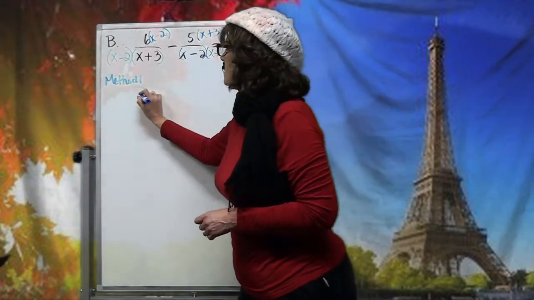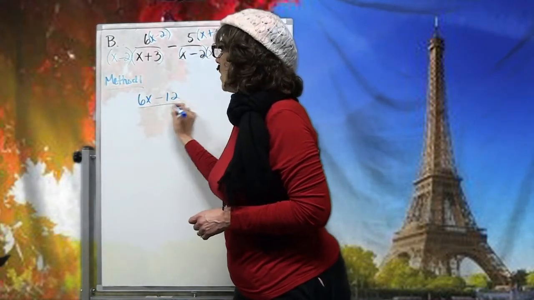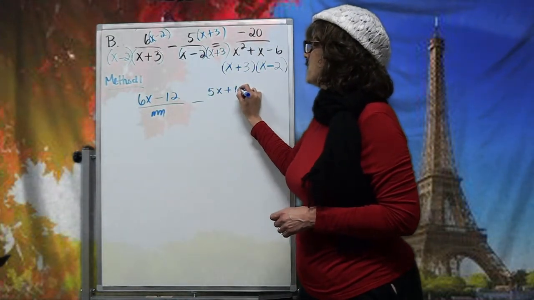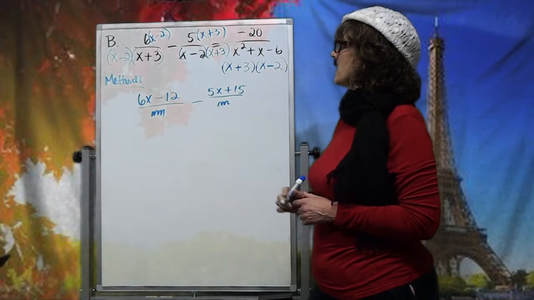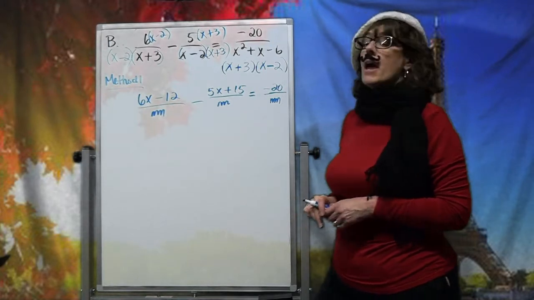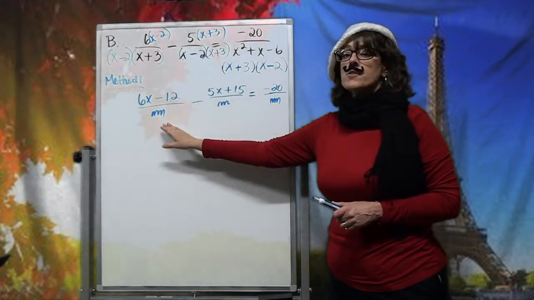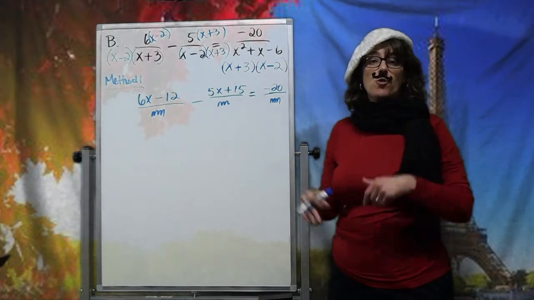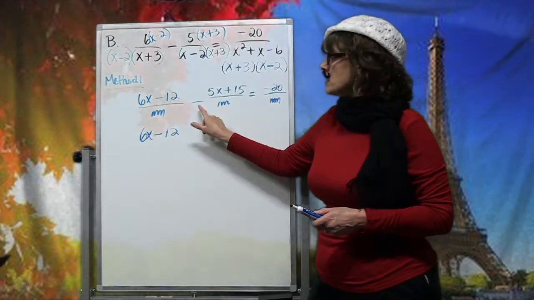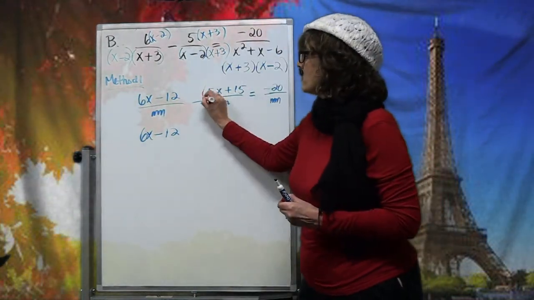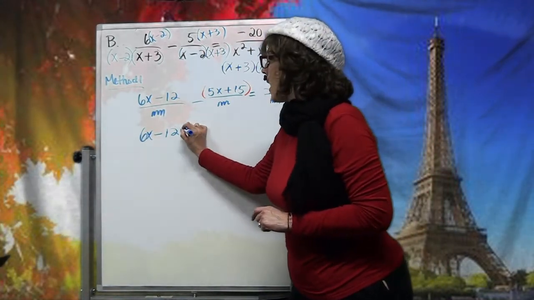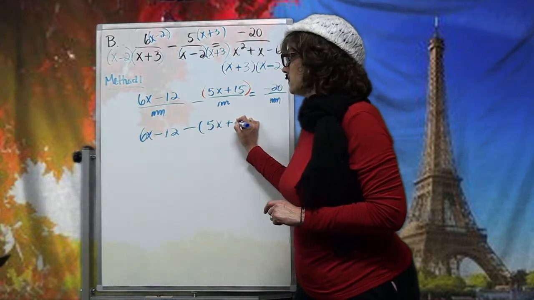So here, this becomes 6x - 12 over the common denominator. This becomes 5x + 15 over the common denominator. And this becomes -20 over the common denominator. And we said before, now that the denominators are all the same and all these numerators have been adjusted, I can drop the denominators. I have to be very, very careful though, because I am subtracting this entire numerator right here, not just that 5x, the whole thing. So I'm subtracting all of that.